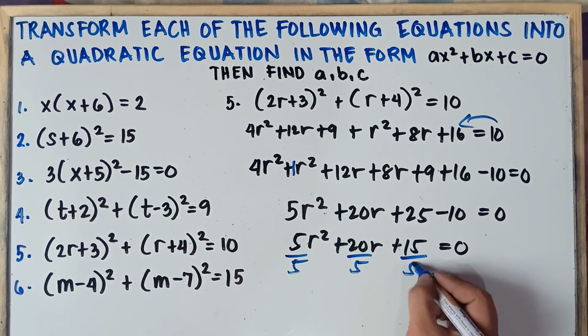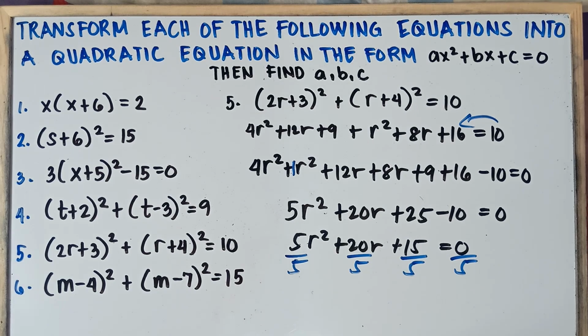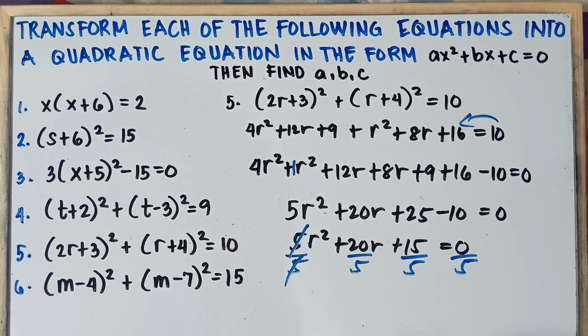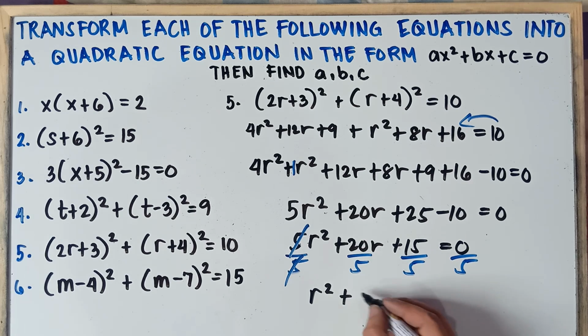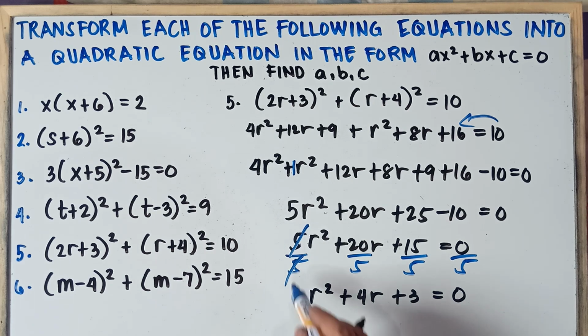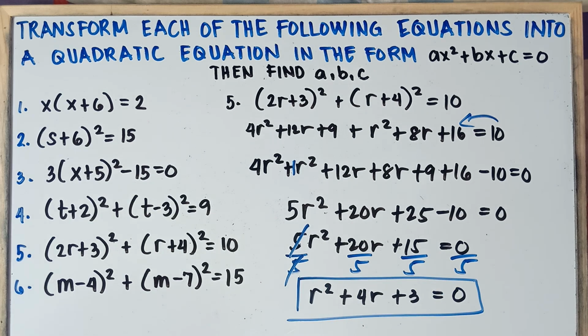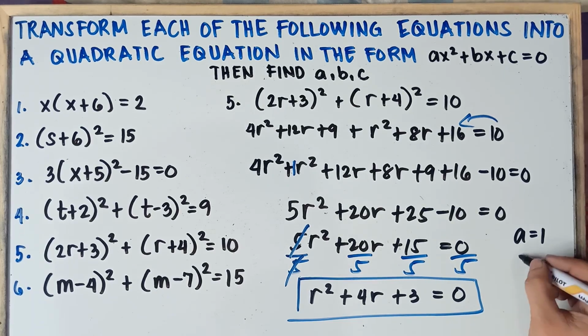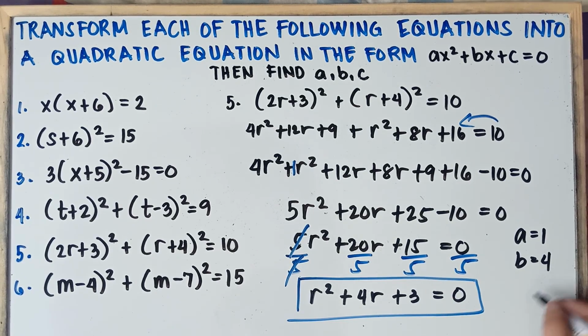We can divide this one by 5. Alright, so 5 divided by 5, we can cancel this out. 20 divided by 5, that's 4. 15 divided by 5, that's 3. So our final answer will be r squared plus 4r plus 3 equals 0 divided by 5, that is 0. That's it, class. All set. That's the answer, class, for number 5. So our a is 1. Our b, beside r, that's 4. Our c, that's 3. That's it, class.